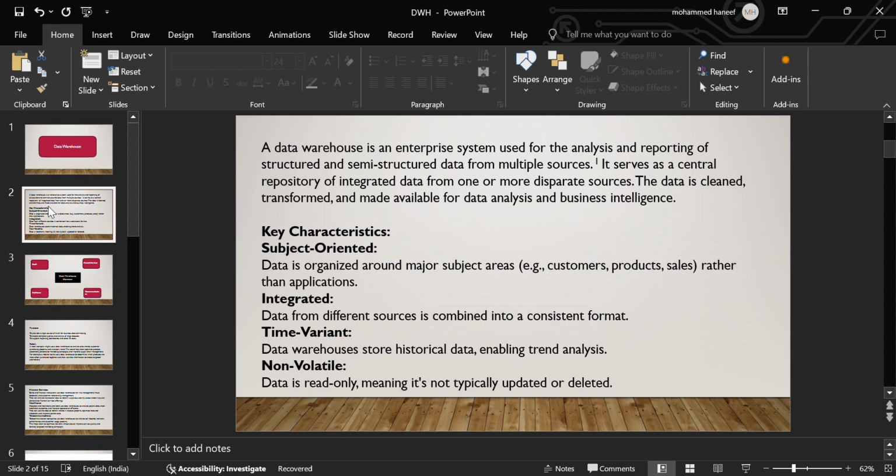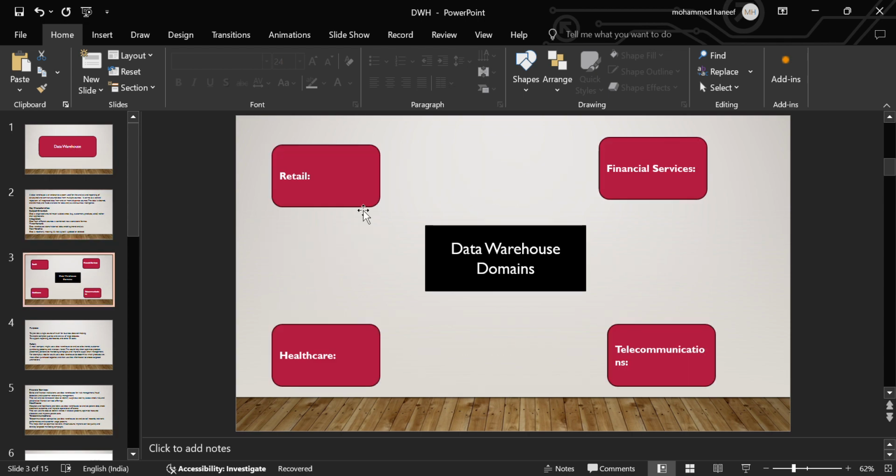Okay, and in the last class we also discussed the key characteristics: subject oriented, integrated, time variant, and non-volatile. These are the key components that define the data warehouse. After that, we discussed in data warehousing concepts what the main key projects are. That also we have discussed, so I have drafted an overall document here.